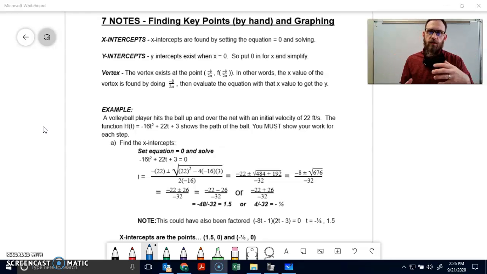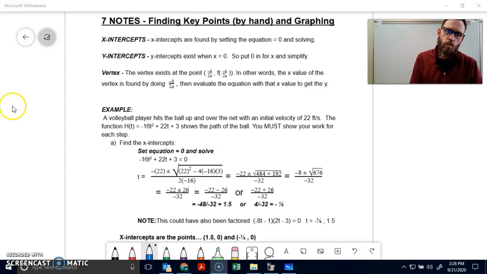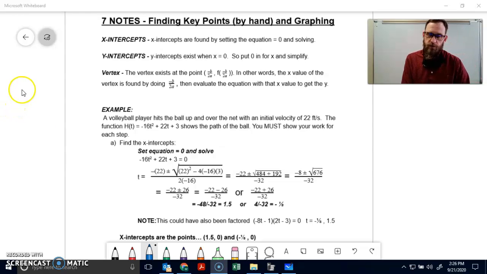We ran these last week with just doing it on the calculator. Now that we have some skills with solving, we're going to be able to do this by hand. So we're showing the work about how to find those x-intercepts by hand. We do have one new concept, and that's identifying the vertex.